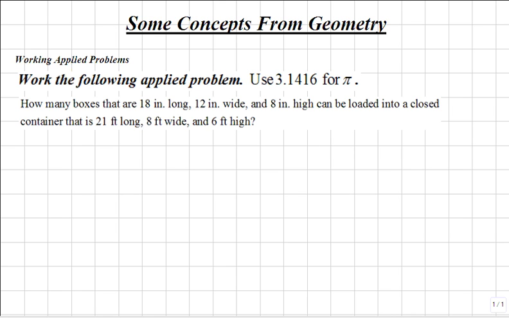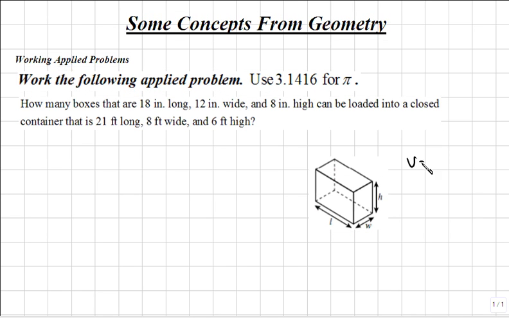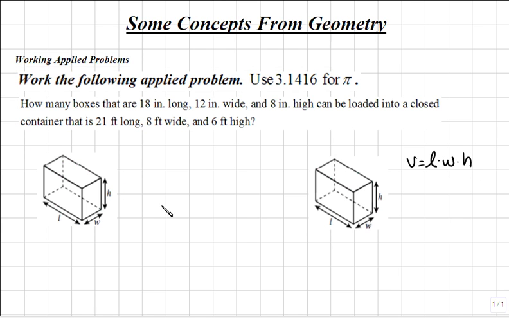Recall that for the volume of a cube or a rectangle that has a length, a width, and a height, the volume would be length times width times height. So for our boxes, this would be measured as a length of 18 inches long, a width of 12 inches wide, and a height of 8 inches tall. So to find this, our volume would be 18 multiplied by 12 multiplied by 8.